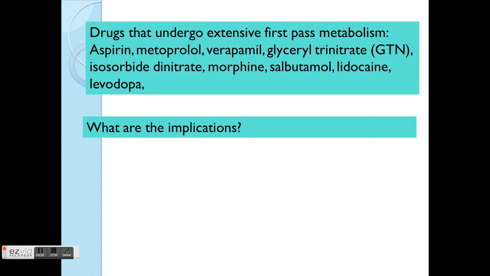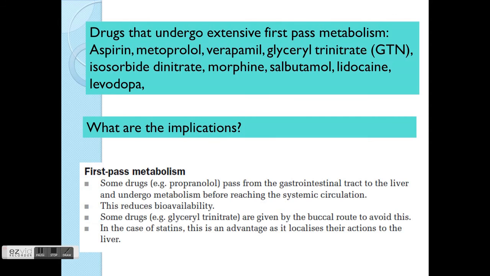Some of the examples here are still given in oral form. However, for some of them you have to do something to the site, in the way you pack the drug into a specific formulation, so that more drug can enter the systemic circulation. But also bear in mind that in the case of, for example, statins, which are hypercholesterol drugs, it is actually a good thing that they undergo very high first pass metabolism, because they are supposed to act mainly on the liver. So the effect would be concentrated at the liver and stop at the liver.